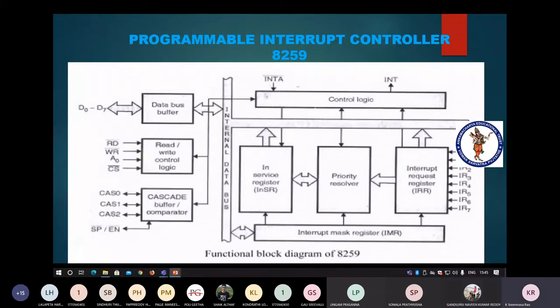Masking is nothing but a way to disable it. Which source is not required, which interrupt request is not required, so that simply you can mask it. Mask it means disable it. The interrupt mask register consists of information related to which interrupt request sources are disabled.